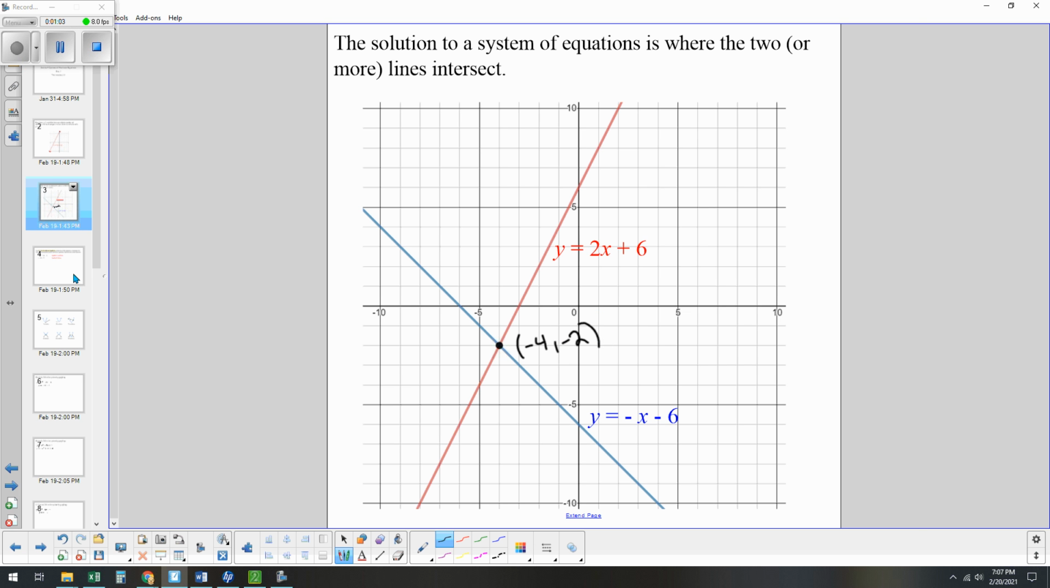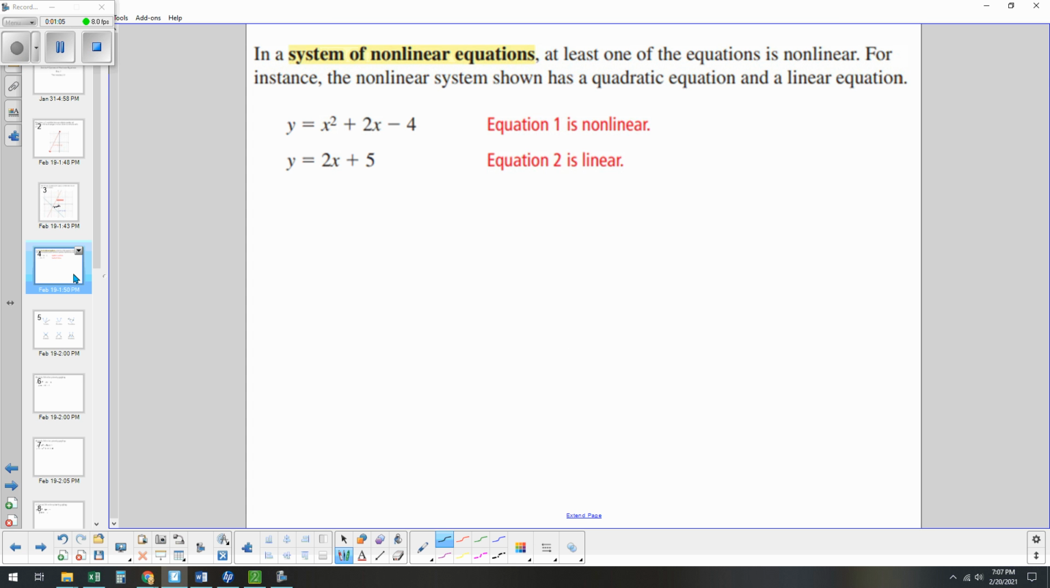We're going to look at nonlinear systems. So that would mean where one or both equations are nonlinear. So in the example here, we have a nonlinear first equation. It's quadratic, right, because it's x squared. And the second equation is linear because it has x to the first power.